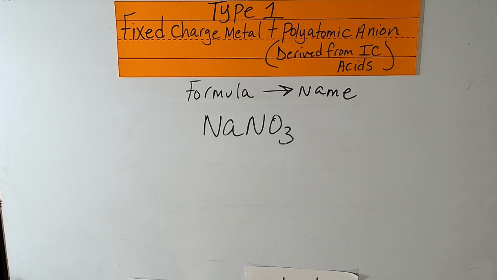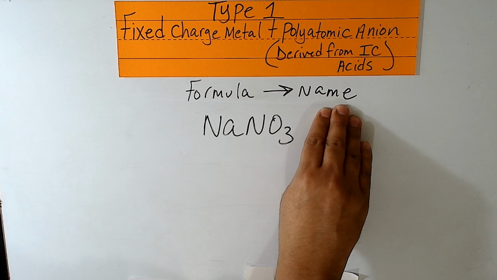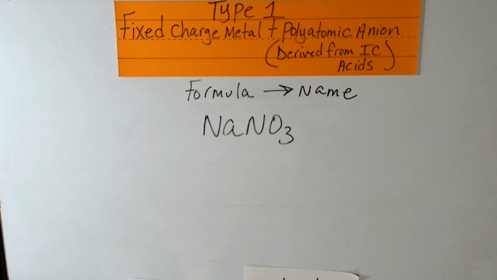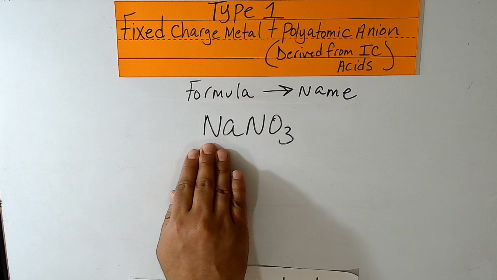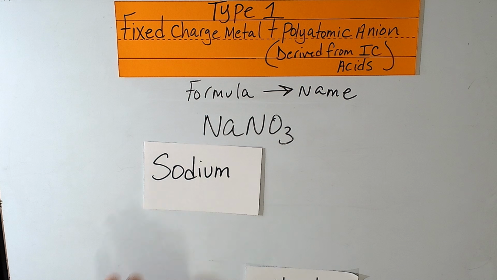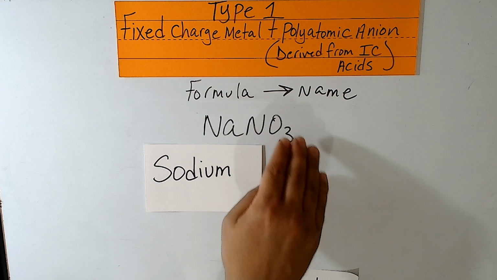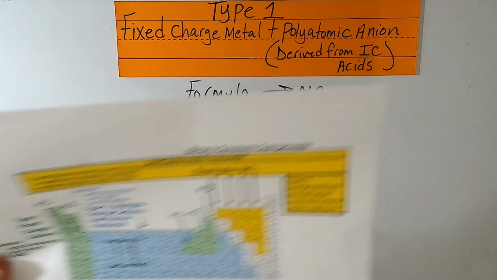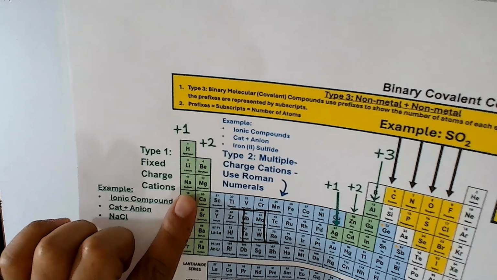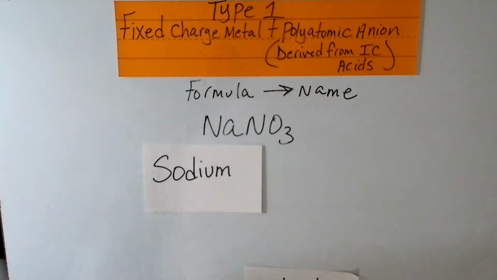Let's start with this chemical formula and find its chemical name. The first step is to name the first element or polyatomic cation. I see an element. That element is sodium. So that makes this compound a type 1 compound. How do I know that? Because sodium is found in column 1. It has a fixed charge.